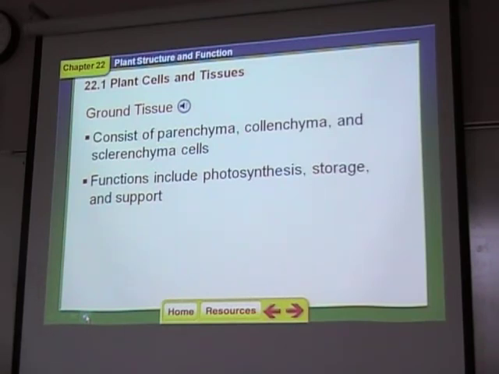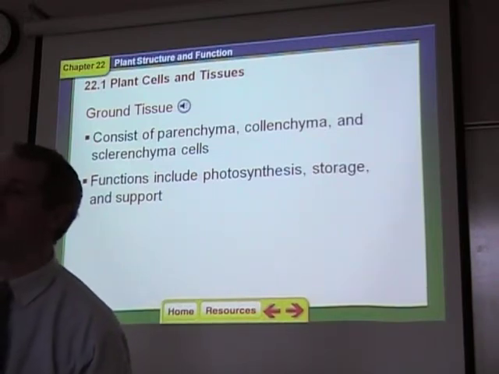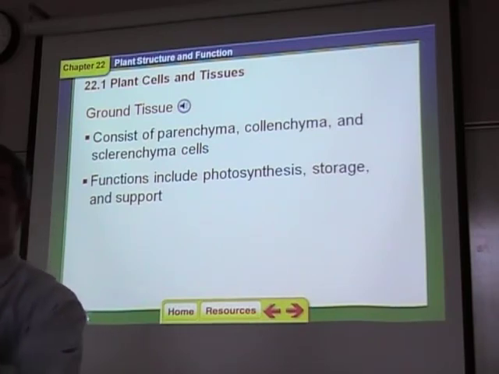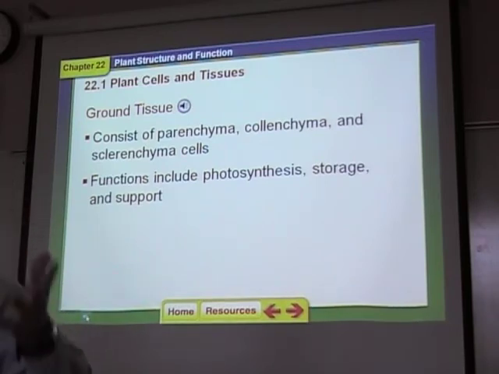Okay, finally, the last type of tissue, ground tissue. So we've done meristematic tissue, those are cells that are dividing. What's the second one we did? Dermal tissue, those are the coverings. And then what's the third one? Vascular tissue, those are the transport cells, transport tissues.